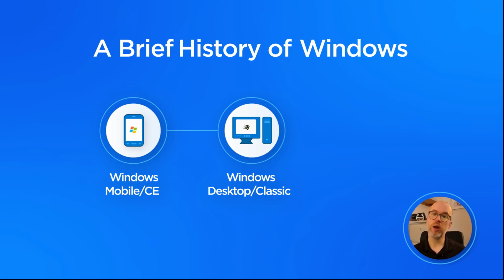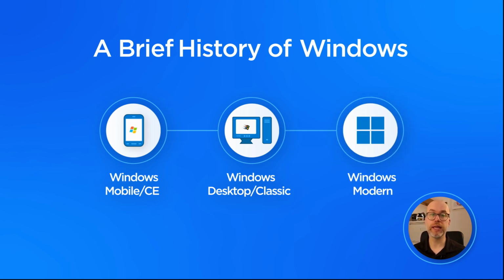However, whether we're looking at Windows Mobile CE or Windows Classic, there are differences in the management capabilities of those devices. And these differences come from a number of different reasons. Firstly, it's the potential processing power. Secondly, differences in the utilities that can be used to manage these devices. And thirdly, the form factor of the devices themselves. And this is exactly why Microsoft brought Windows Modern into the picture.